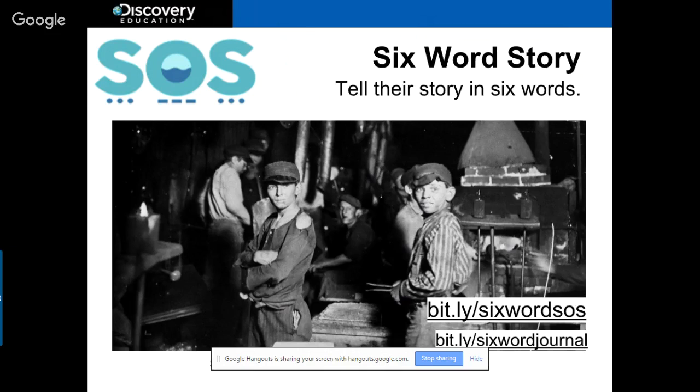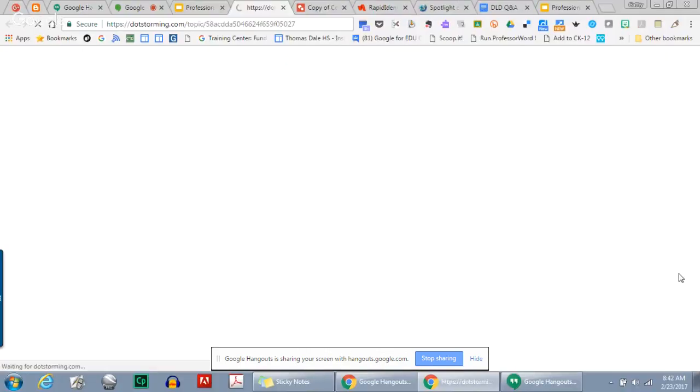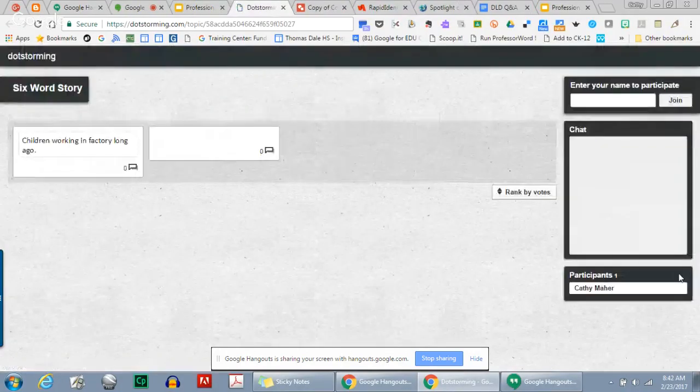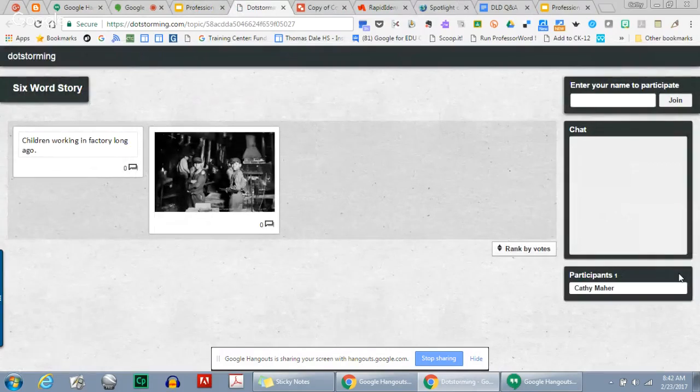So as we carefully look at this image, I do have a link here. This link will go to an activity. Now, because I'm not sure how many of you are viewing, I'm using a web app called DotStorming. But you can use with your students a Padlet. You can brainstorm on a Google Drawing Doc or a Google Doc or a Google Slide as well.